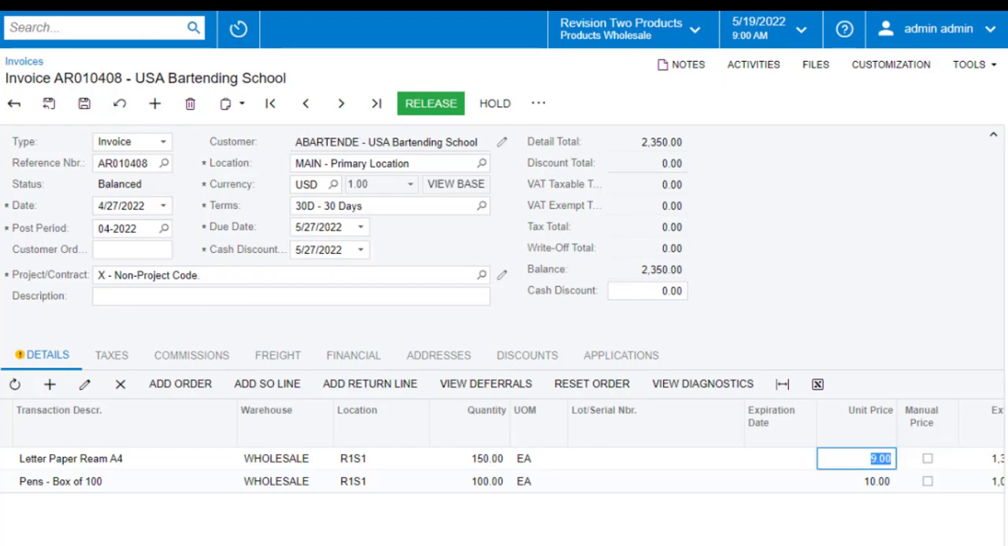Using the same quantity of 100, it has the same unit price of $10 since it's from the first tier. But changing the quantity to 150 changes the unit price to $9.67. This is because it's an average of the quantity of 100 for $10 and the quantity of 50 for $9. The ability to use either volume pricing or tiered pricing is just another way RPM makes your work simpler and easier.